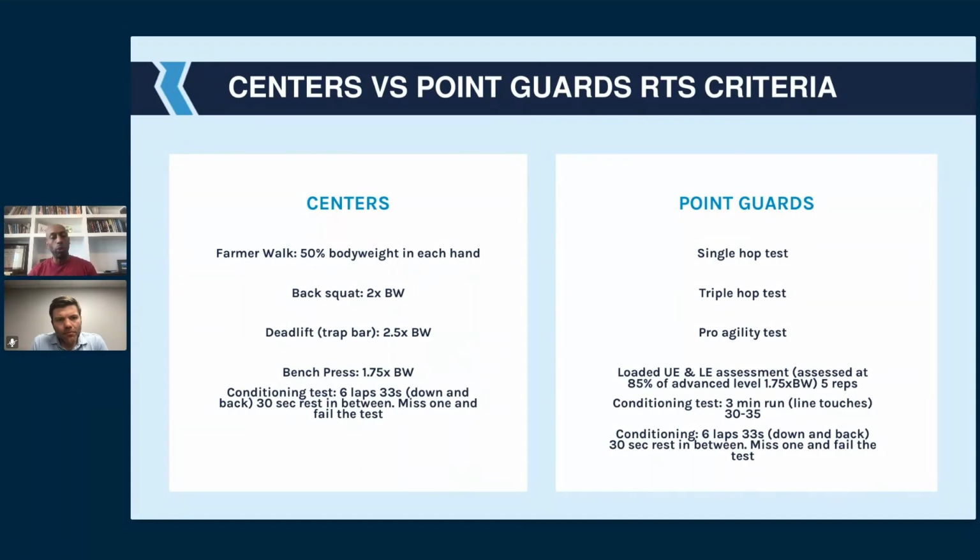If we go to the point guards, right, and look at some of the criteria, you're going to see I'm looking at the single hop test. I want the LSI, limb symmetry index, to be high. So yeah, 95, 98%. I really like it to be high.